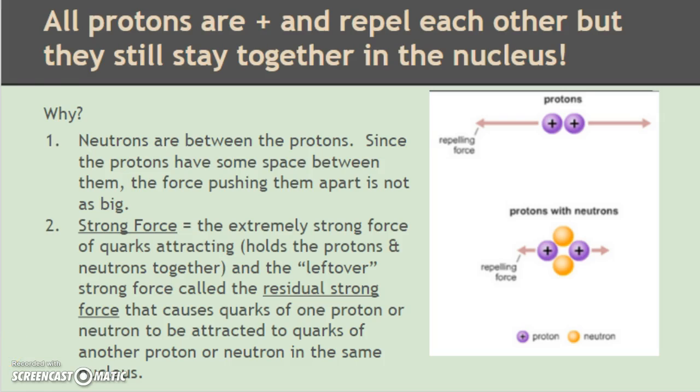All right, so if we go back to our notes, all protons are positive and repel each other, but they stay together in the nucleus. Why? Partially because the neutrons are in between and like, hey guys, it's all right, I'll sit between ya, so then they don't repel each other as much. And then the second reason is the strong force. The extremely strong force of quarks attracting, so that's what holds the protons and neutrons together, and the leftover strong force called the residual strong force that causes quarks of one proton or neutron to be attracted to quarks of another proton or neutron in the same nucleus.